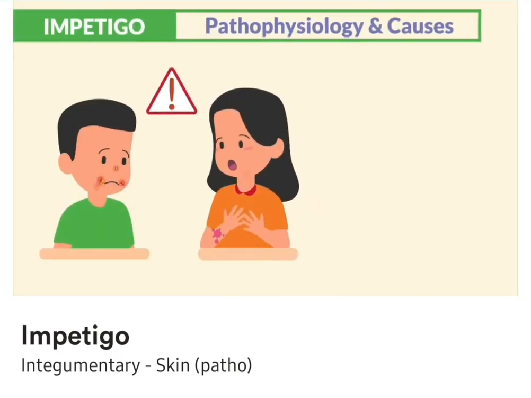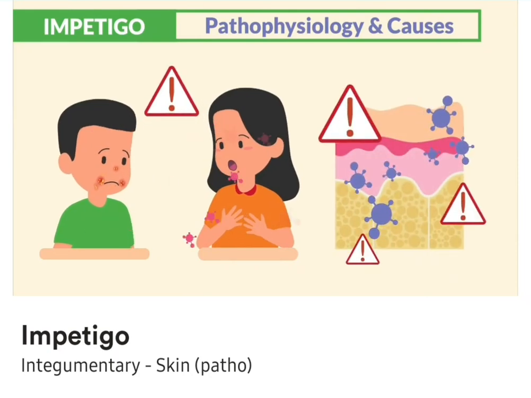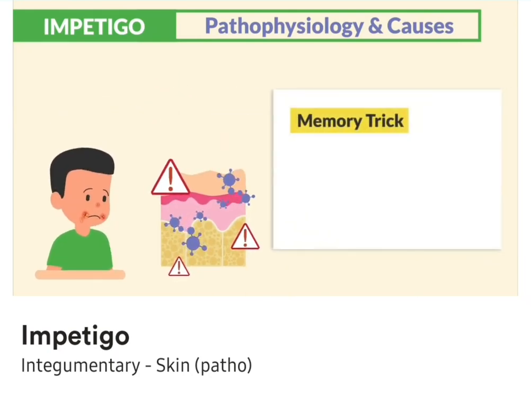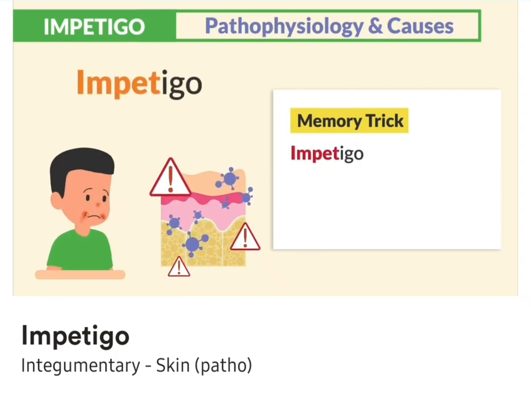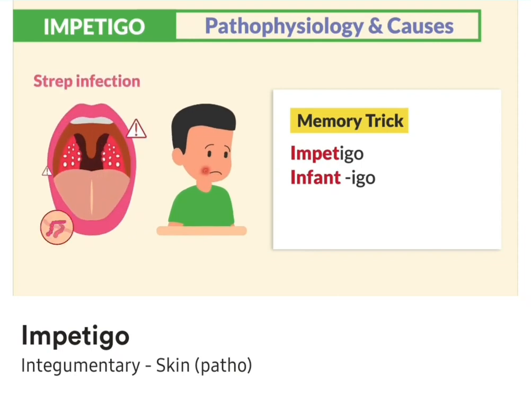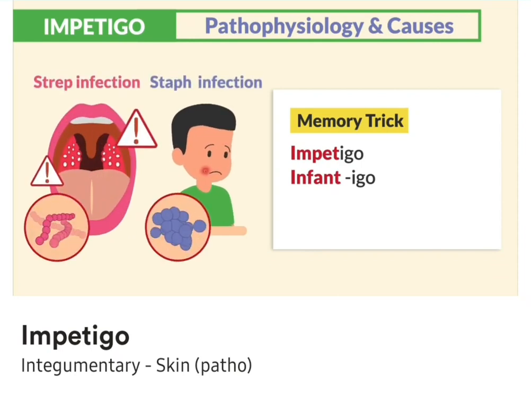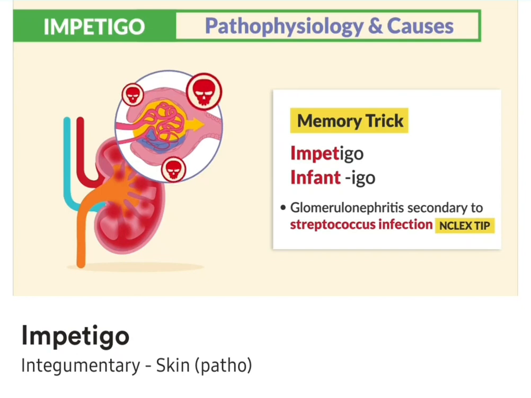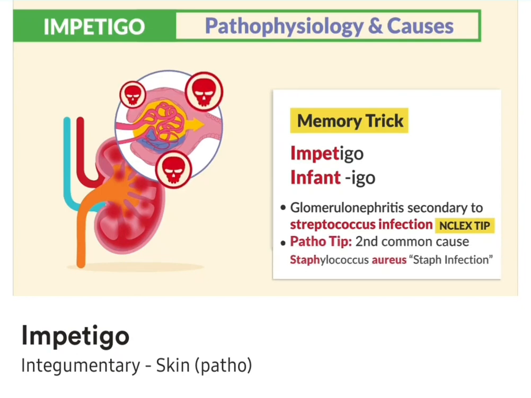It's a very common, highly contagious skin infection affecting infants and children. So the memory trick, just think impetigo is for infant tigo. Now it's caused by a strep or a staph infection, which is really dangerous in children as that strep infection can travel all the way down to the kidneys, causing glomerulonephritis, secondary to a streptococcus infection.